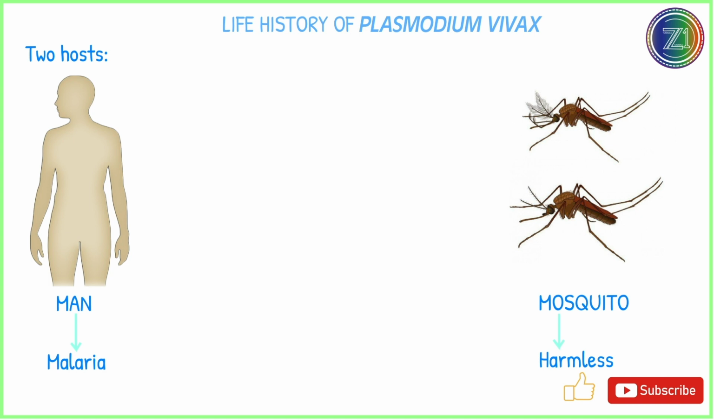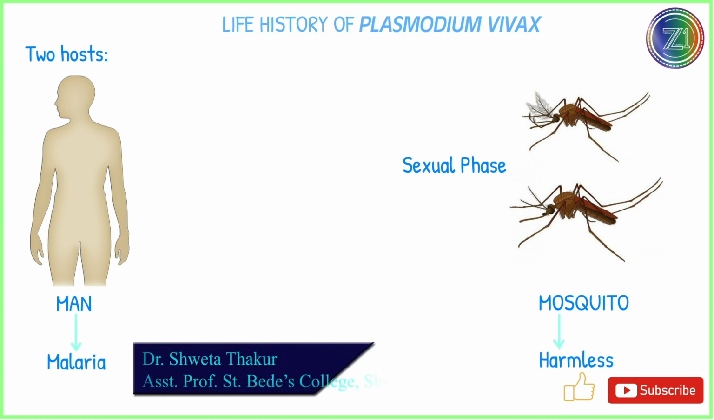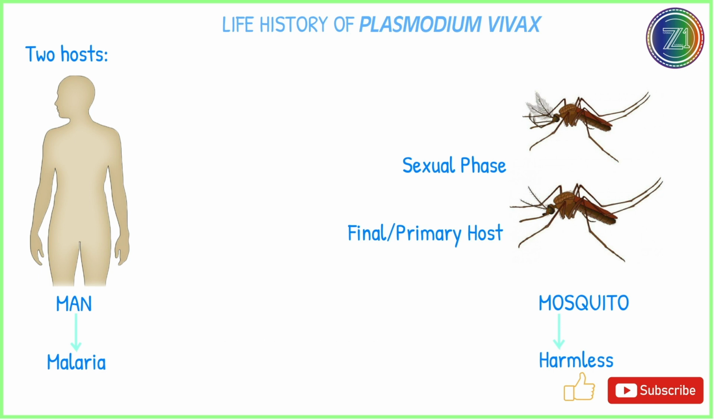Mosquito carries the sexual phase, and it is also known as the final, or primary host, or the definitive host. So these are the other names of the host, right?